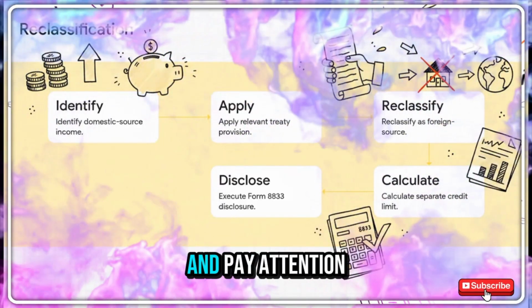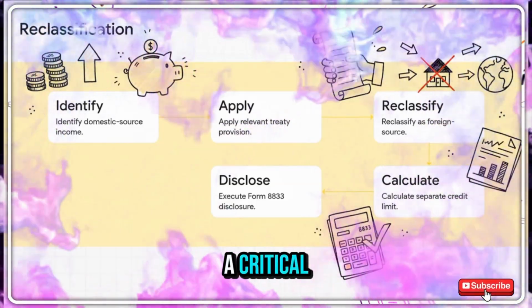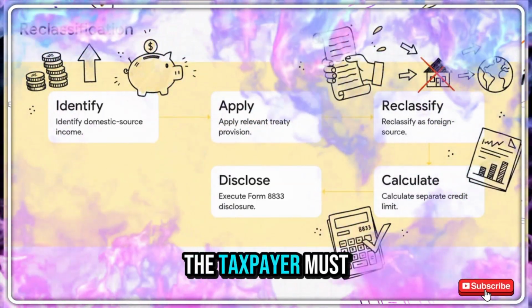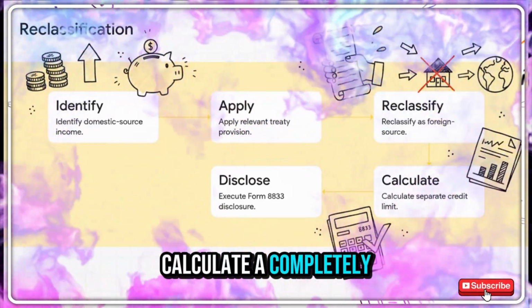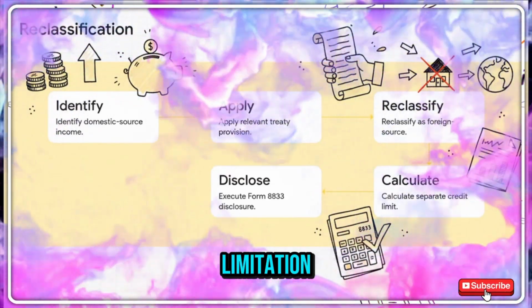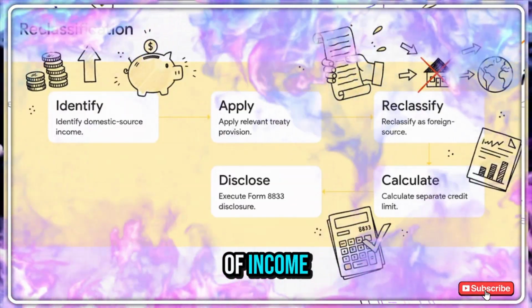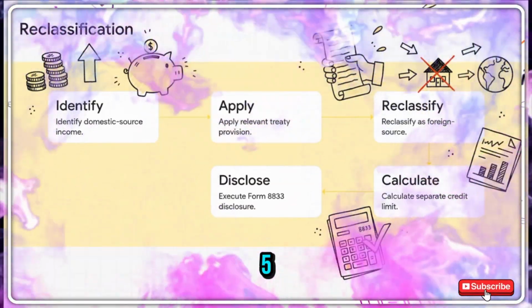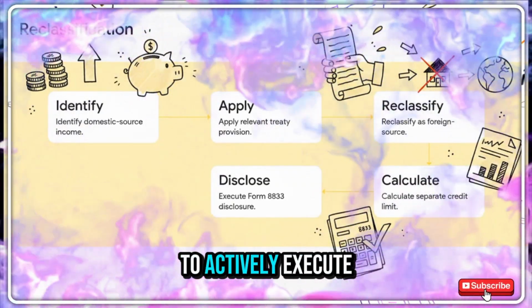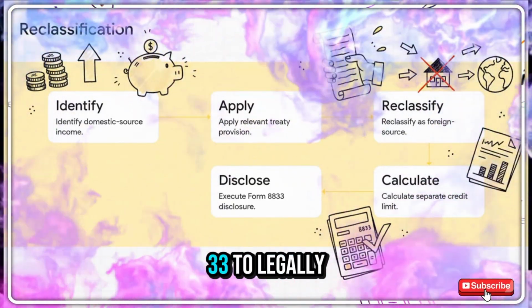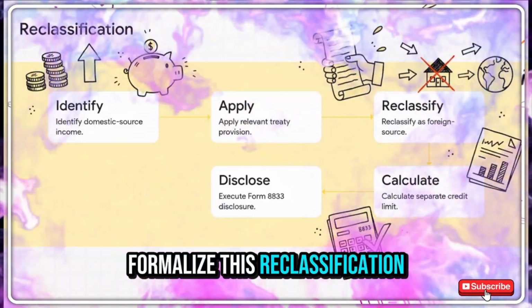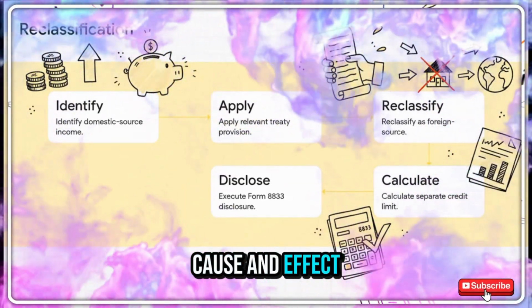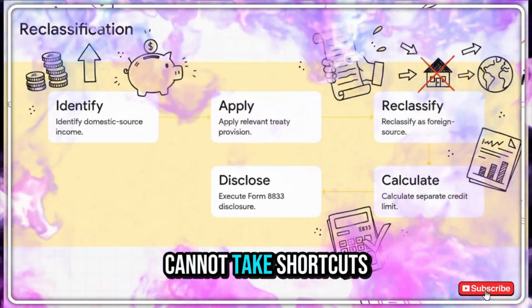Fourth, and pay attention because this is a critical, non-obvious detail that traps a lot of people, the taxpayer must calculate a completely separate foreign tax credit limitation for each type of income sourced from that specific treaty country. And finally, step 5, the taxpayer has to actively execute Form 8833 to legally formalize this reclassification claim. It's a very intricate chain of cause and effect, and you simply cannot take shortcuts.